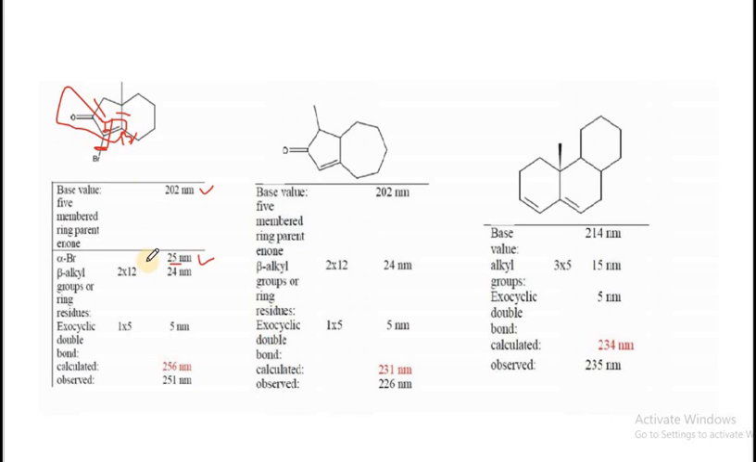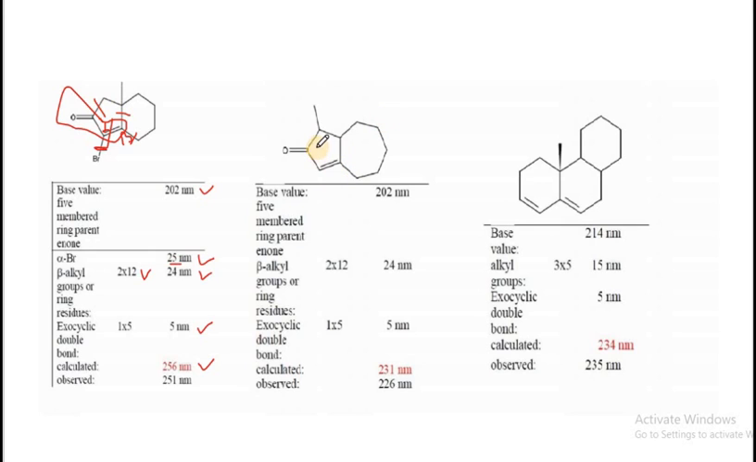For the beta position we have 12 nanometer, so for 2 we have to add 24 nanometer. Now this double bond is exocyclic to this ring, so 5 nanometer extra is added. So adding these values we get 256 nanometer. So this is an example of a compound in which the ring is 5 membered.